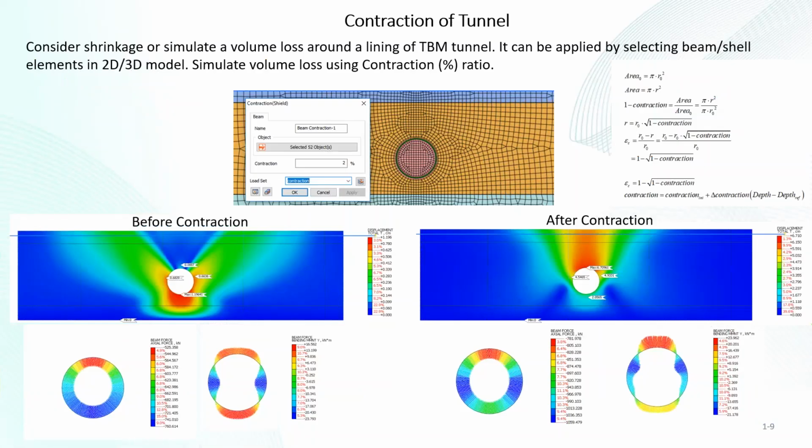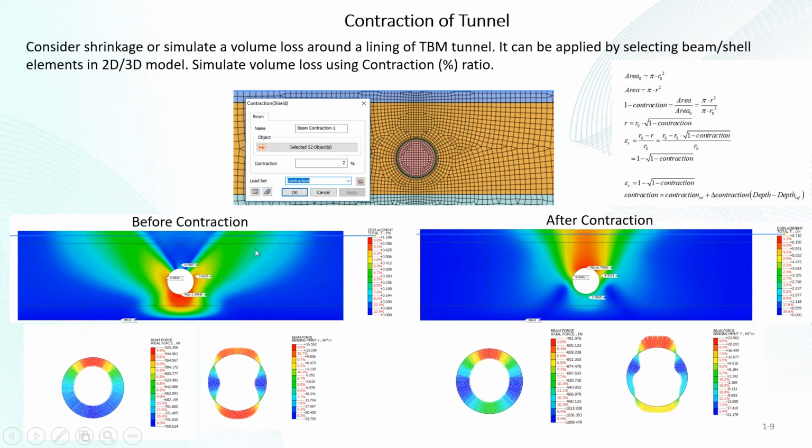Also, as a side note, we are not directly applying this contraction condition on the shield of the tunnel, but it can be simulated in GTSNX. So we could simulate the volume loss around the lining of the TBM, and it can be done for a 2D or a 3D model using the volume loss contraction ratio by the following equations.